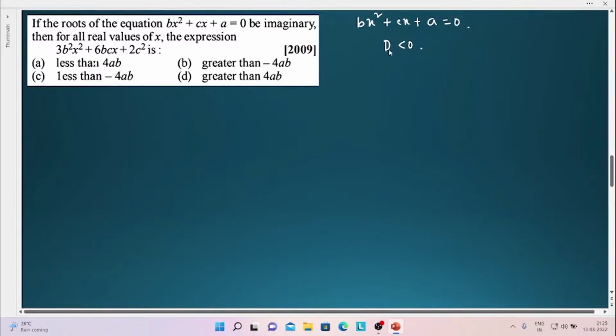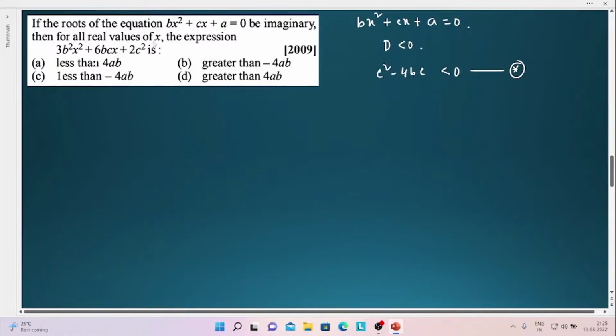And what is the value of D? It will be c square minus 4bc, which is less than 0. I mean, b square minus 4ac, where b is the coefficient of x. I mean the coefficient of x, whole square, minus 4 times the coefficient of x square into the coefficient of x to the power 0, I mean the constant term. So we have c square minus 4bc less than 0, right? Let me write this particular inequation as star.